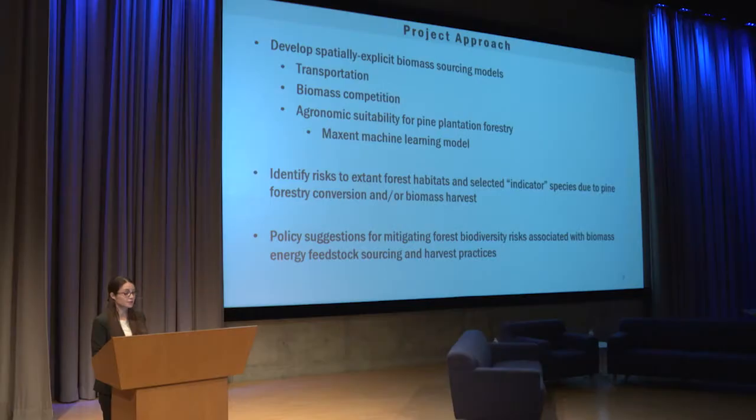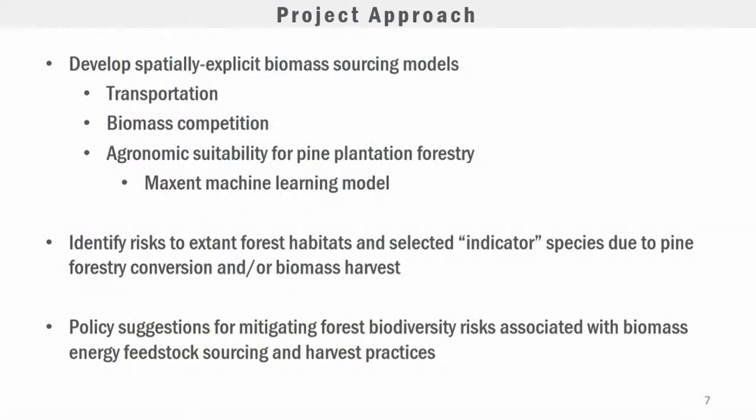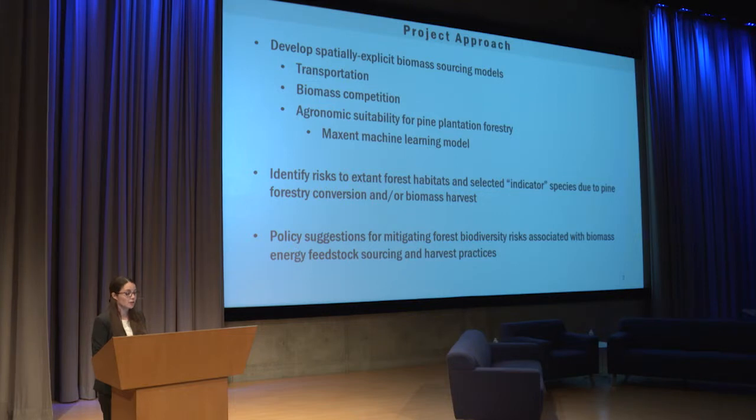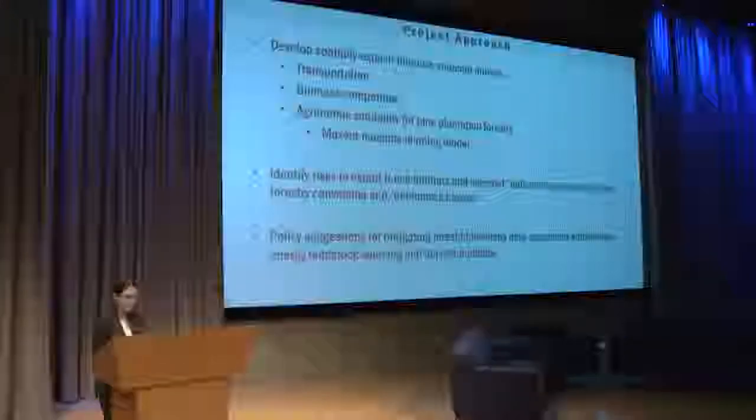The project approach, essentially, in terms of our spatially explicit biomass sourcing models, we used a lot of information to get to where we got. So this slide is actually not quite as comprehensive as what you'll see in a few minutes, but essentially we needed to understand, obviously, transportation and biomass competition, as well as additional factors such as pine plantation suitability. We identified risks for forest habitats. We looked at indicator species, and then there were also policy suggestions made.